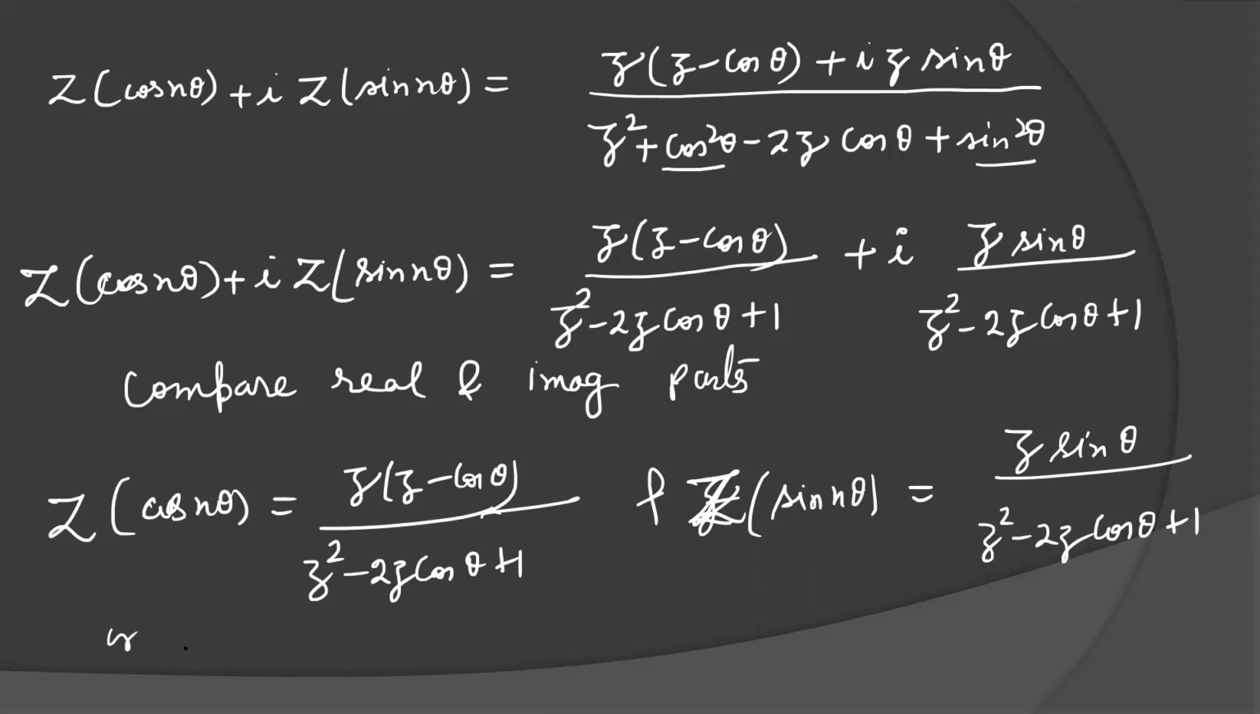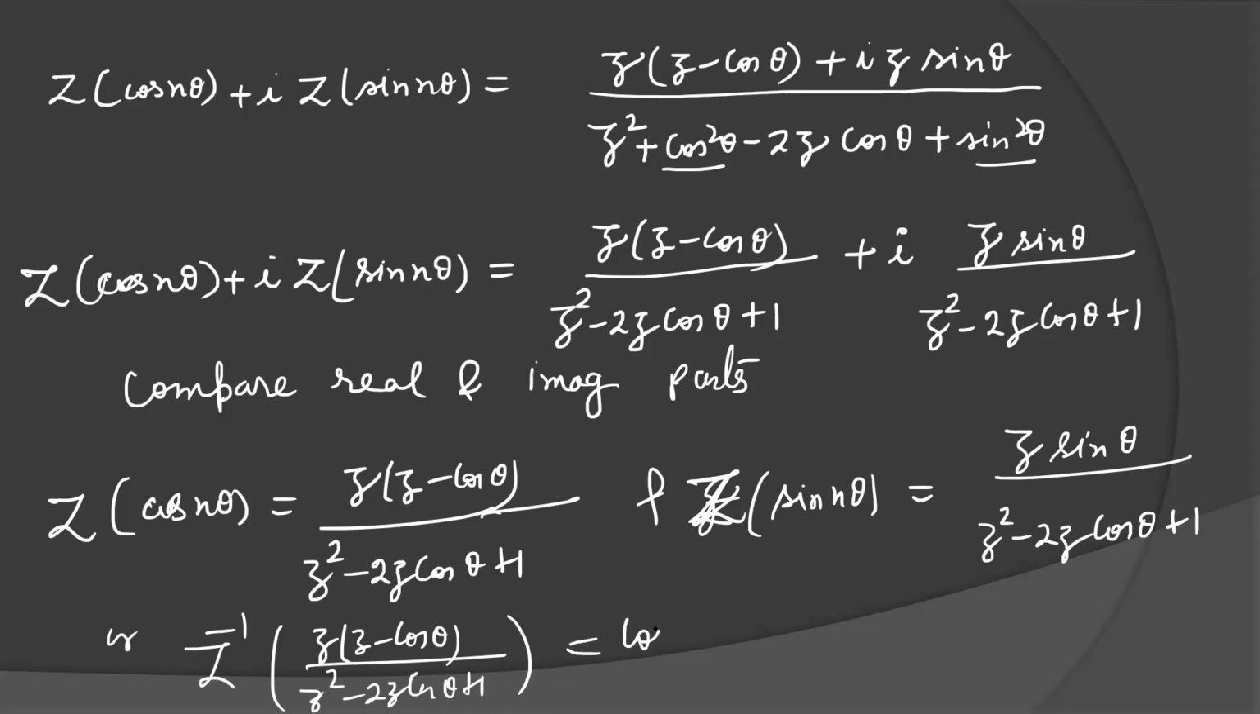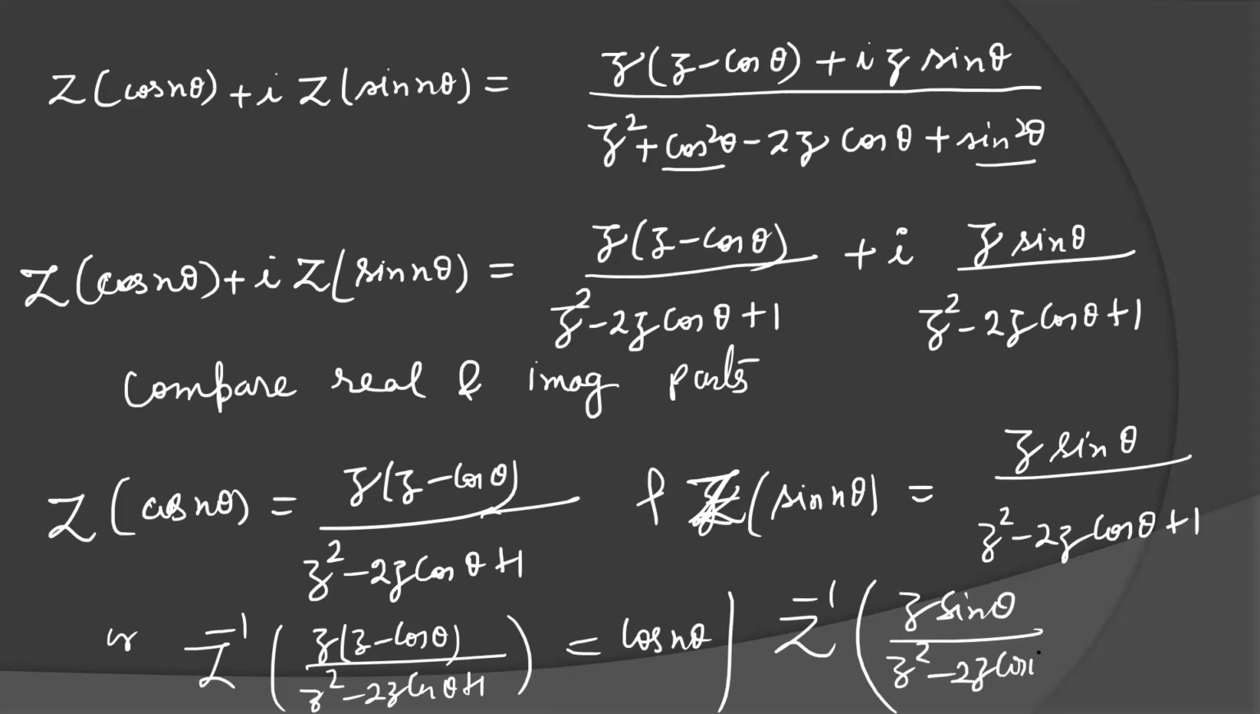Or we can write Z inverse of (z² − z cos θ) upon z² − 2z cos θ + 1 equal to cos nθ, and similarly Z inverse of z sin θ over z² − 2z cos θ + 1 is equal to sin nθ. So these are very important results. We have another example as a homework for all of you.